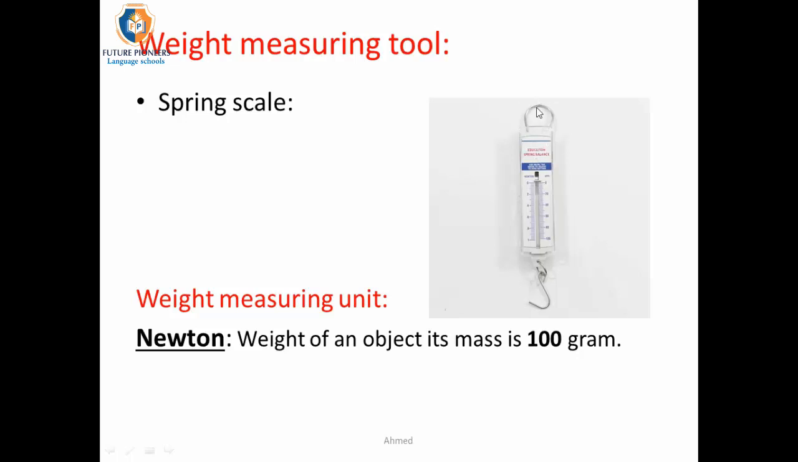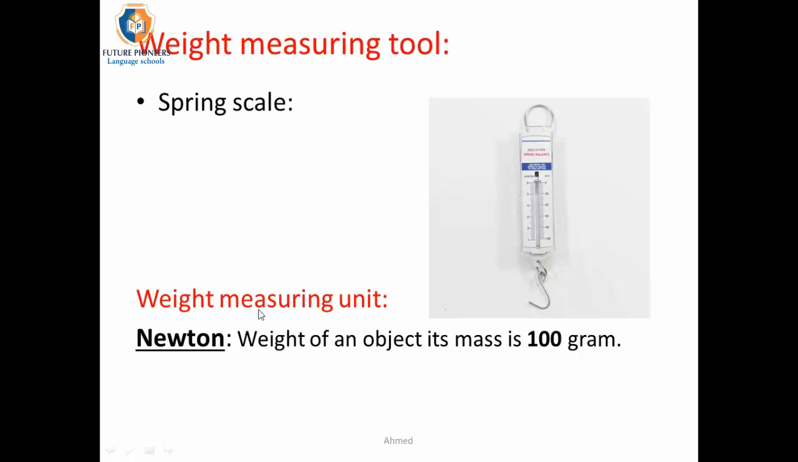We hold the spring scale from the upper hook and we hang the object that we want to measure its weight in this hook, and there is a pointer that points to the value of weight on this scale, and the distance or the extension of this pointer refers to the value of weight of the object.